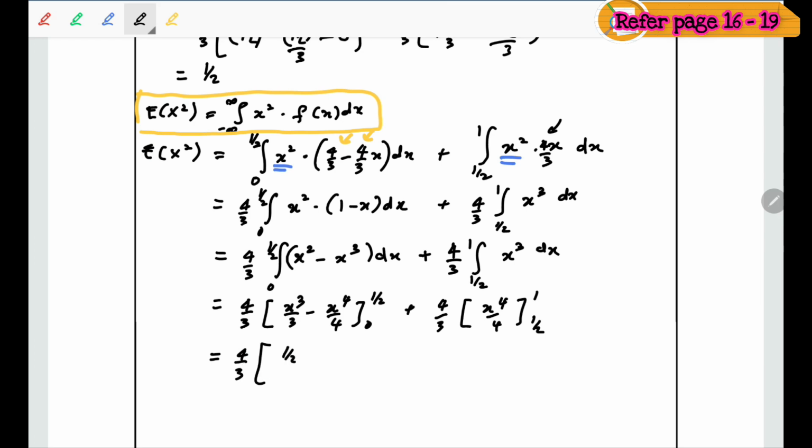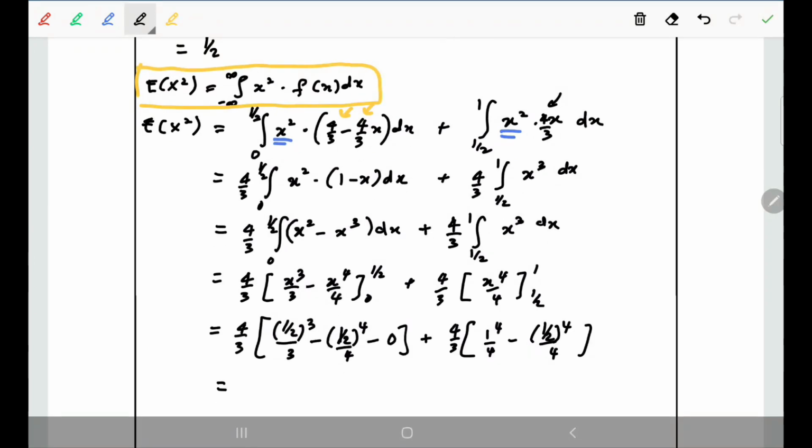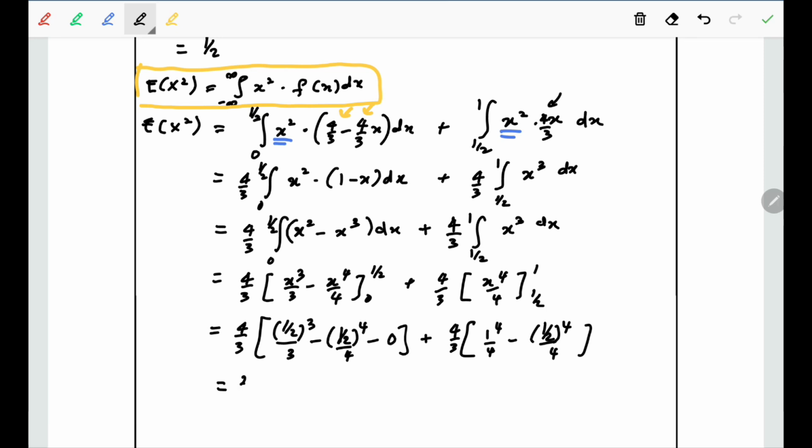So proceed with the substitutions. We're going to substitute each of the limits. So we have 1 over 2 to the power 4, minus 0, plus 4 over 3, 1 to the power 4 over 4, minus 1 over 2 to the power of 4 over 4. Alright, so calculate all those things, and at the end you will get 25 over 72.